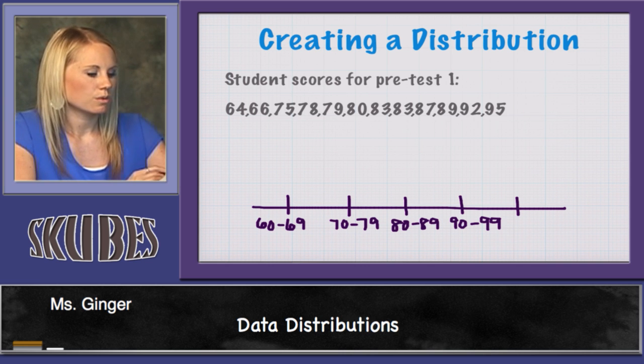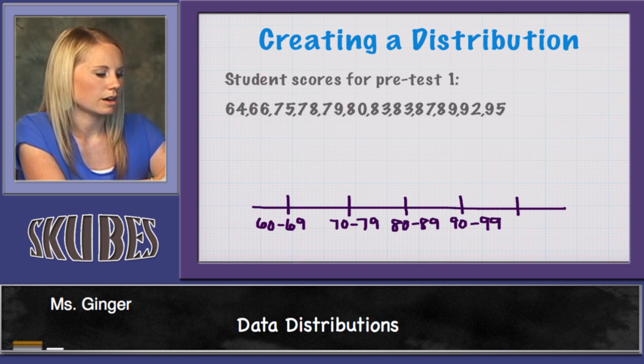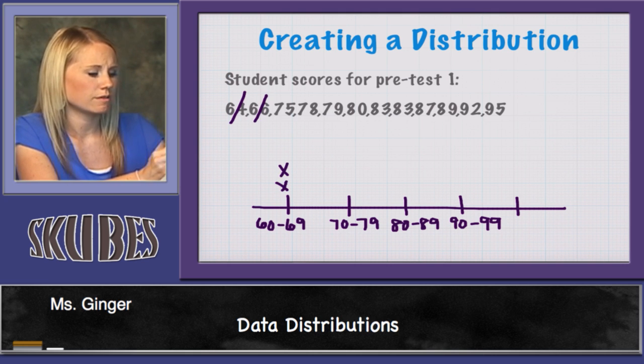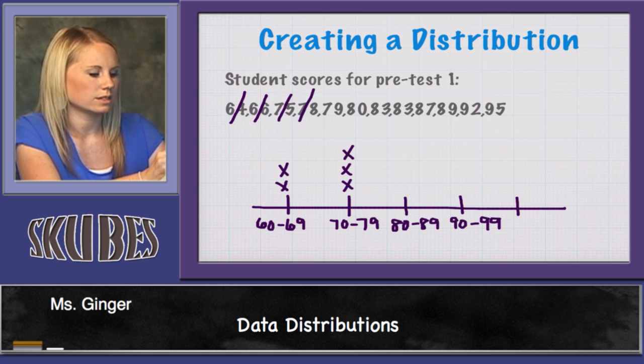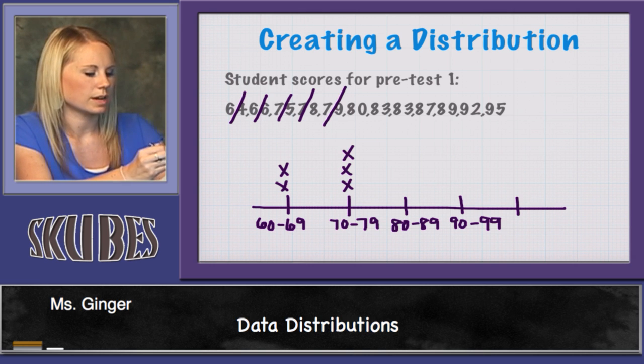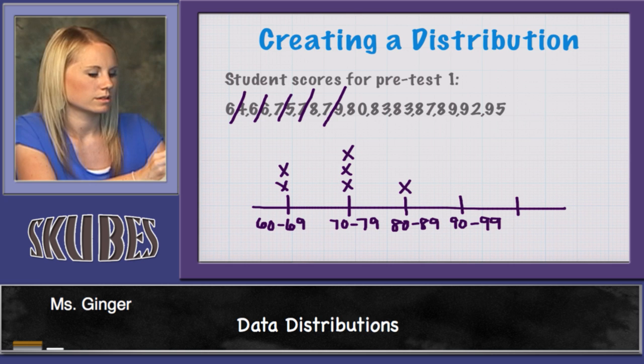Alright, so you can just go through and plot each data value, and then we'll cross them off as we do. So the first one's 64. We're going to be in that interval. 66, I'm going to put here also. 75 is going to fall over into the next one. And then we've got a 78. Okay, used him. 79 is still in that range. Then we're moving to 80, so we're going to go over to the next range.